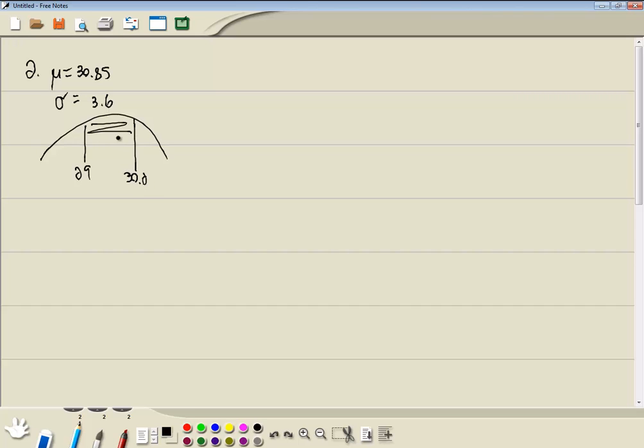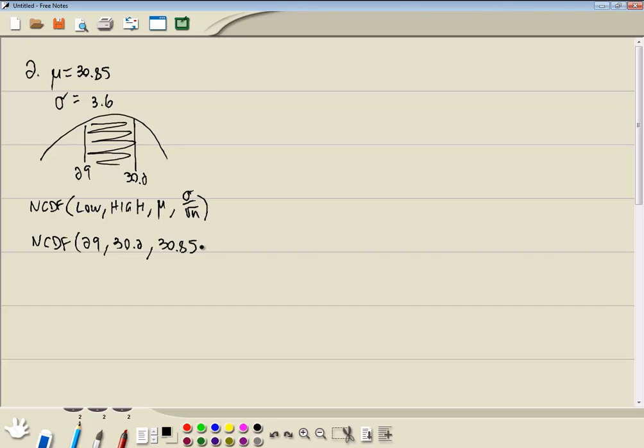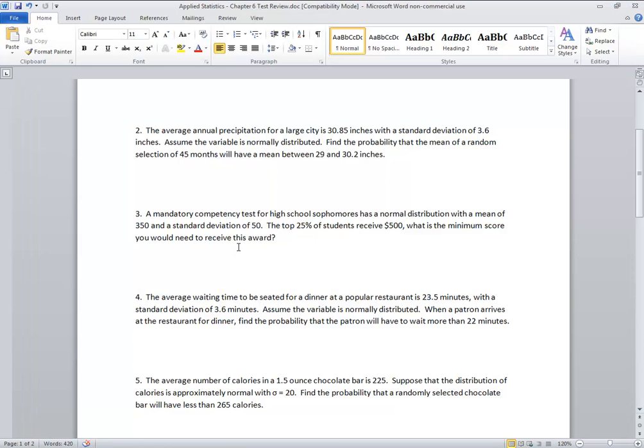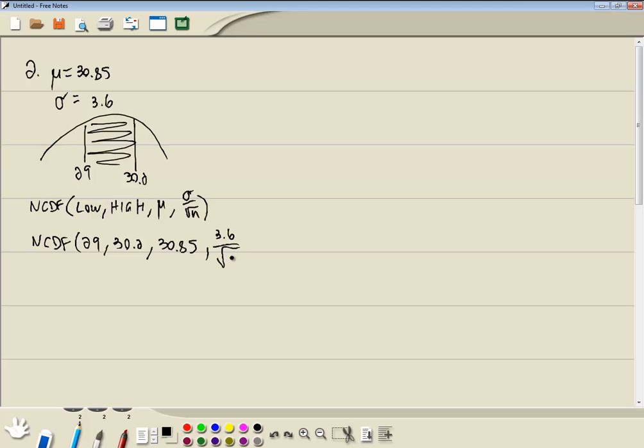Now between that will be this right here. And since we're talking about means, then we're going to use normal CDF, our low, our high, our mean, and our standard deviation divided by the square root of n. Okay, so we'll do low is 29, high is 30.2. Mean is 30.85, comma, and then 3.6 divided by the square root, and we're talking about 45 months. So that would be our n.